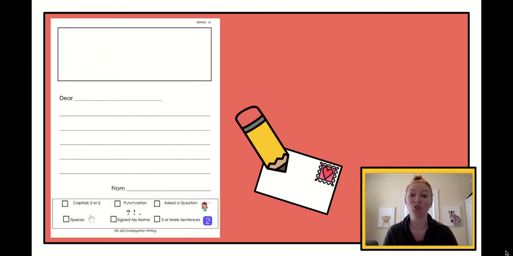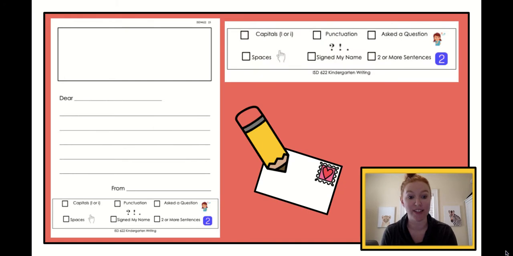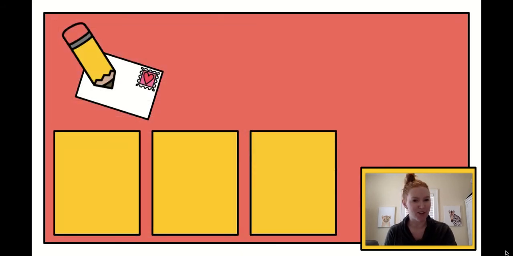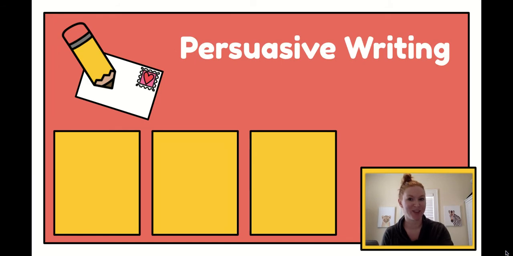In your packets, you should also have your letter. It looks like this. It's a blank template where you can write your letter, and at the bottom, it has a rectangle that looks like this. It has a bunch of check boxes in it. We're going to be going through and checking off all of those pieces of our letter. Our persuasive letter is going to look a lot like our regular letter that we wrote last week. Now, here's what's different about a persuasive letter.